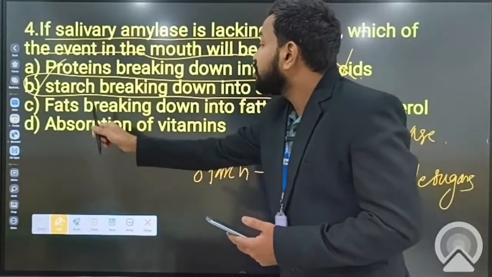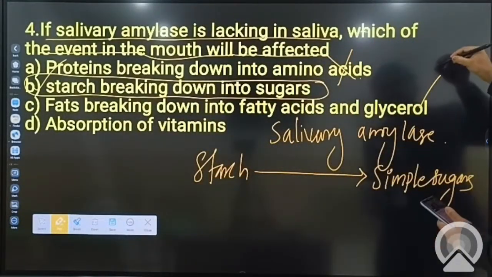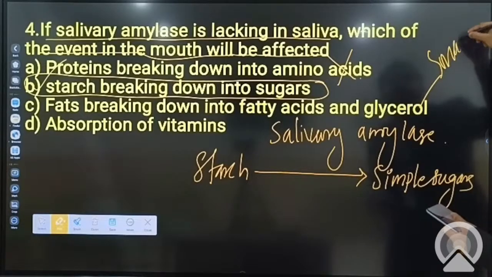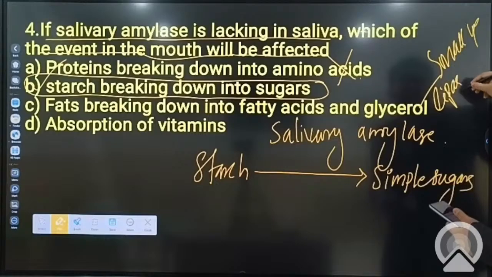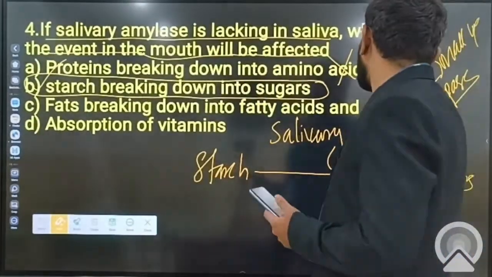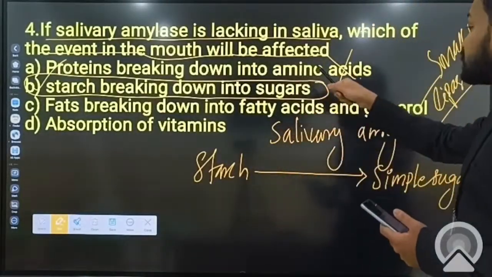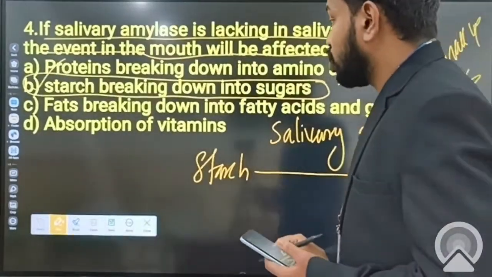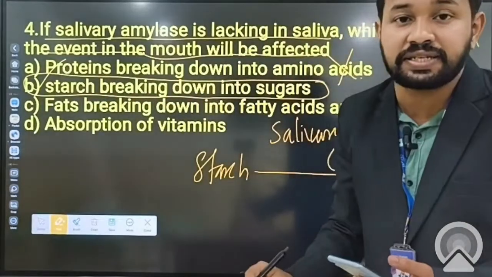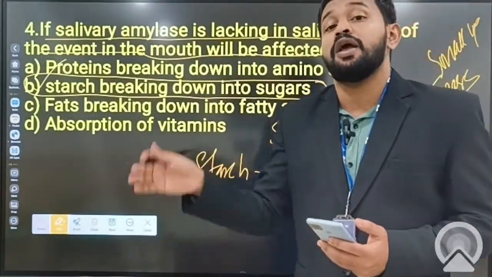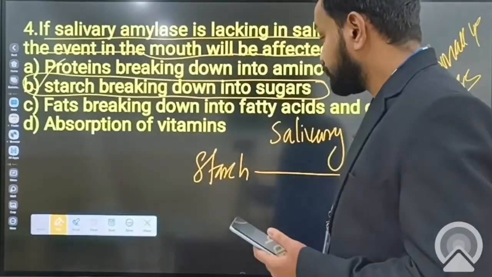What about fat? Fat breaking down into fatty acids and glycerol. This process takes place in the small intestine. Which enzyme is helping? That is lipase. The pancreatic lipase enzyme helps in the digestion of fats into fatty acids and glycerols. Okay. Then what about protein breaking down into amino acids? The protein breakdown takes place in both the stomach and the small intestine. Okay.